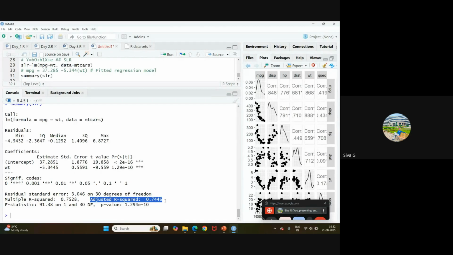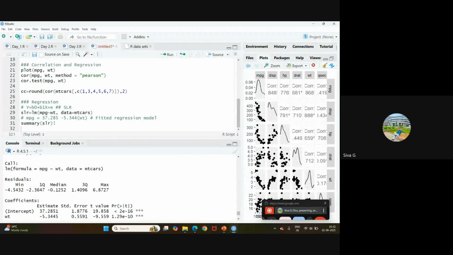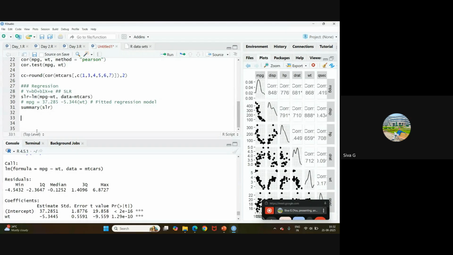Now see, both are similar. With the R square and adjusted R square value, I can claim that my model is 75% best fit. Now I will perform a multiple regression model. Same copy, paste. Let's say MLR, with MPG. I want to add one more independent variable. Let us take horsepower, HP.